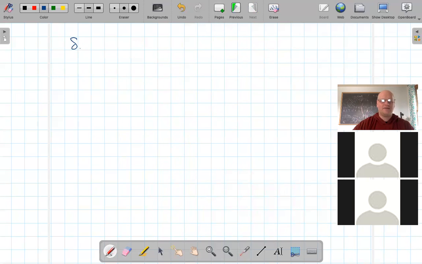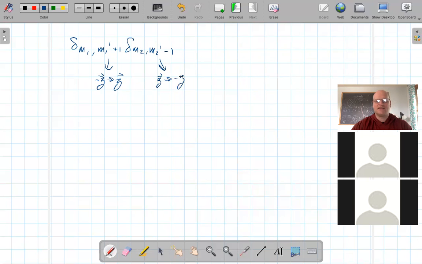So the delta M1 prime, that was plus 1, right? Yeah. Delta M2 prime minus 1. Well, again, what has to happen is this term here has to go from a negative Z to a positive Z. And then this term here has to go the opposite, from a Z down to a negative Z, right?